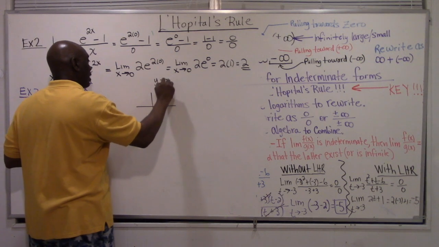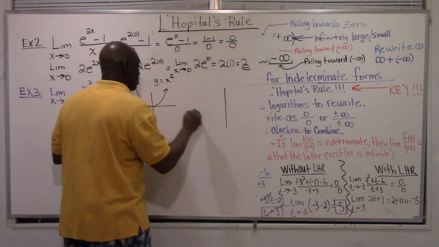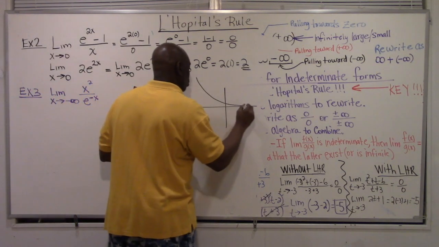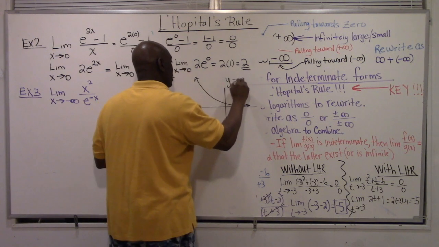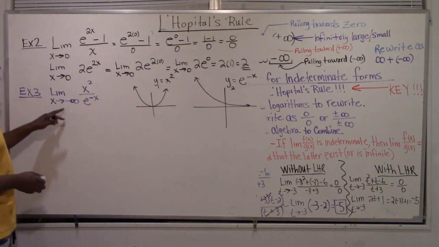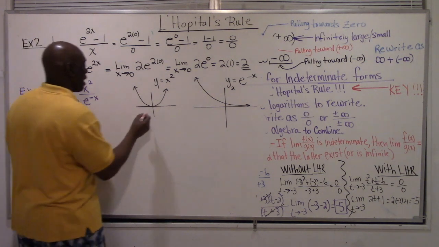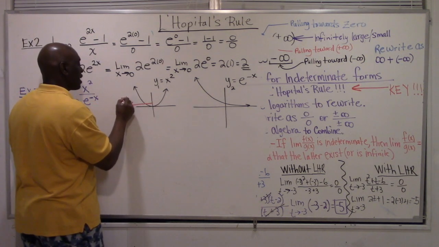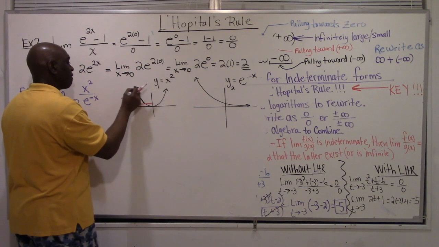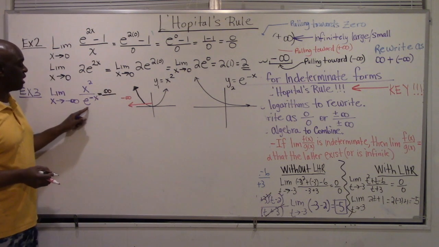If I do a sketch, I'm just going to sketch it. y equals x squared. It's a rough sketch. Now I'm going to sketch e to the negative x, which goes like this. Call that y equals e to the negative x. So as x goes to negative infinity, as we go in this direction, our graph is going toward positive infinity. So this is going to equal positive infinity over e to the negative x.